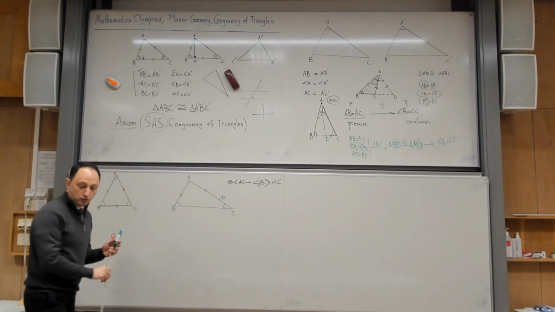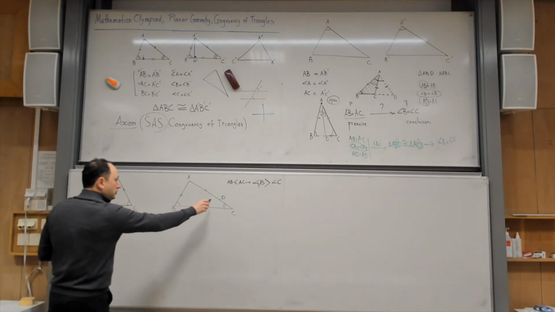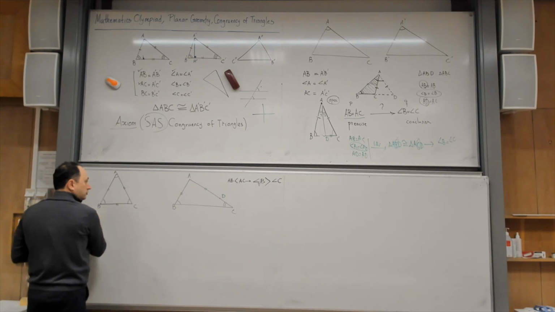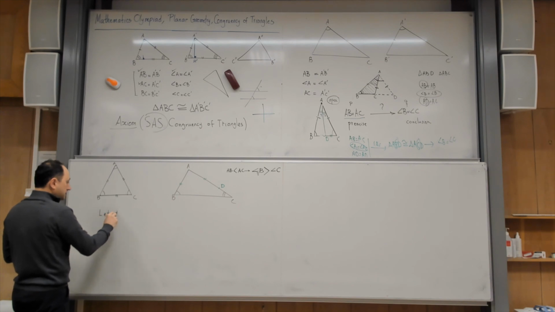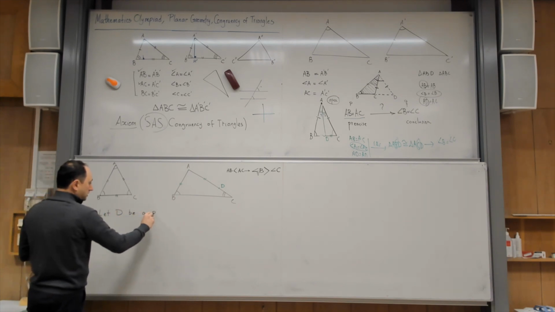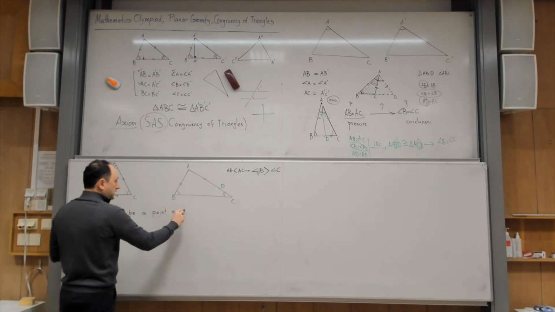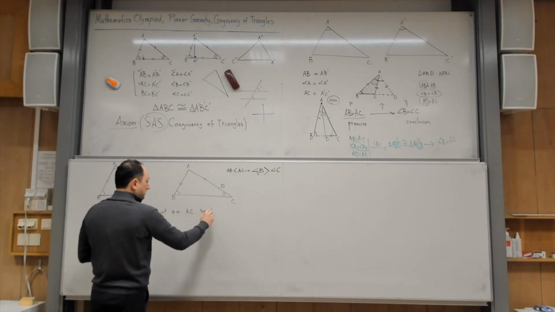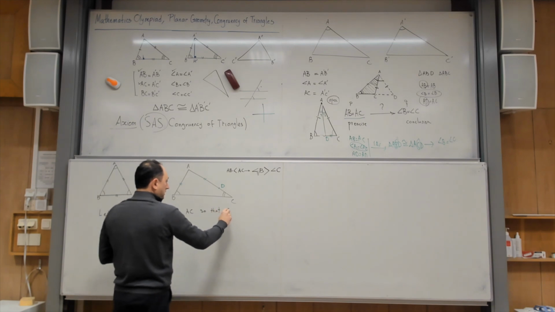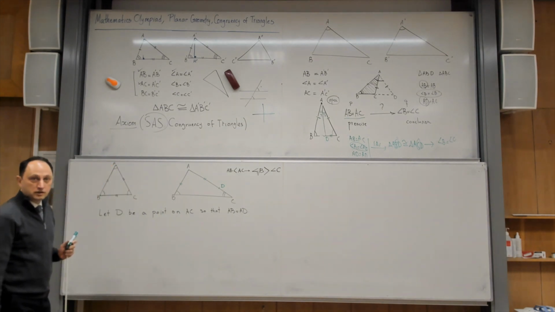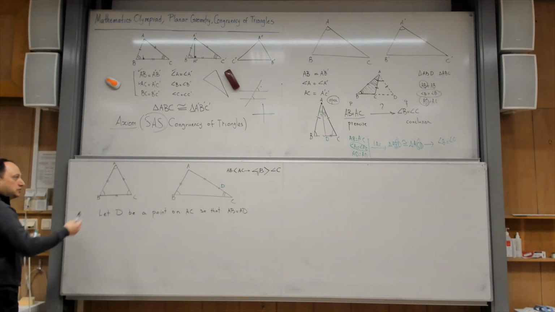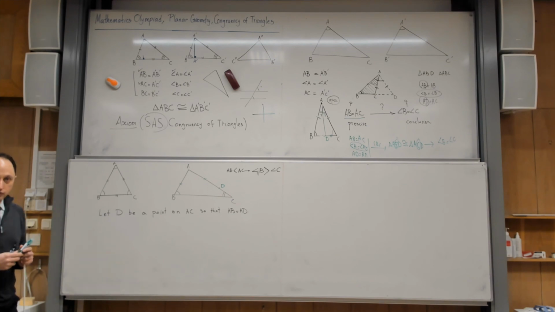By the way, whenever you add something to the real picture, you have to write a sentence for it. So I would say, let D be a point on AC so that AB is equal to AD. Yes? So you have to write something. If you add something to the picture, even in more complicated problems, you really have to write a lot of sentences describing everything that you are doing.